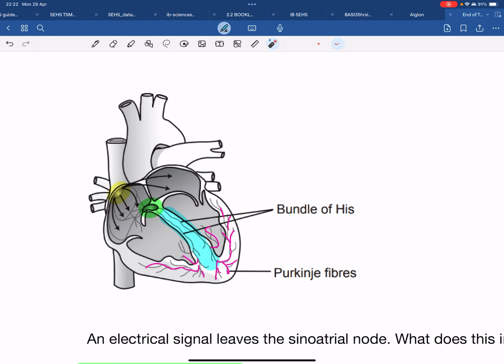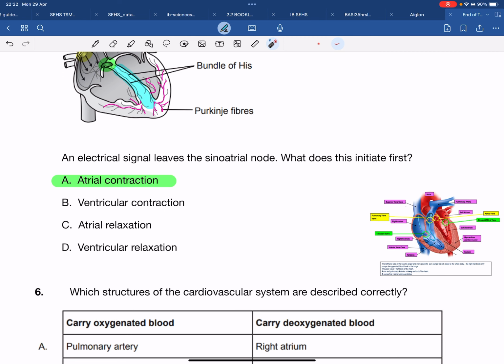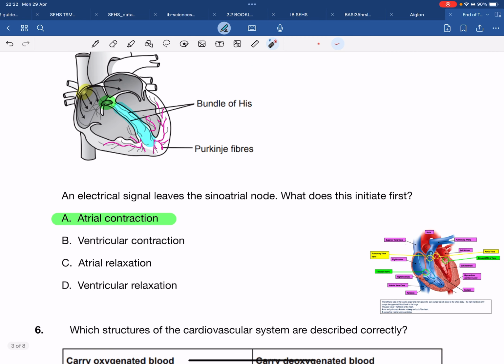Okay, we've got the different nodes. I've highlighted them for you. So SA node, AV node, bundle of His, Purkinje fibres. A nice little diagram, very clear. An electrical signal leaves the SA node. So it's this one here, we need to know that. What does that do first? What's the thing it's going to do?